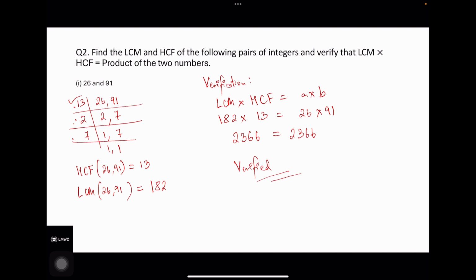Alright, so for the next sub-questions, we are going to do the same way. We will first find the prime factorizations of both the numbers, and the common factors you will take out, and that will be your HCF. And the rest of the factors, whether common or not, you will take out all the factors and take the product of it. That will be your LCM, and then you will do the verification using the formula.